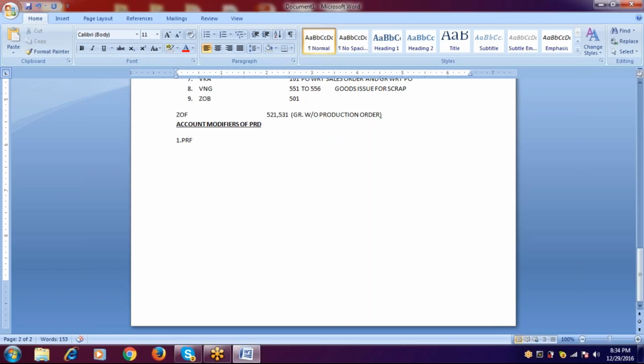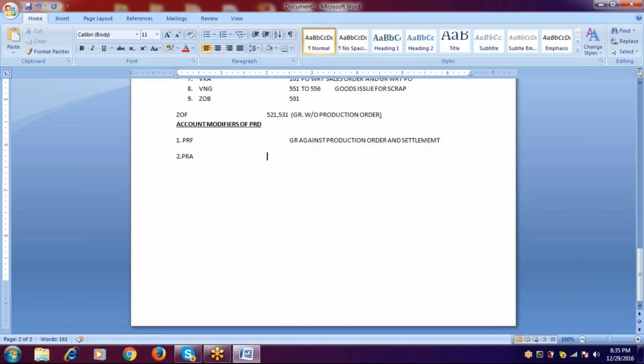CO people will do that in the internal order settlement: GR against production order and settlement of production. And another important thing is the second one, including the PRF, which is PRA.